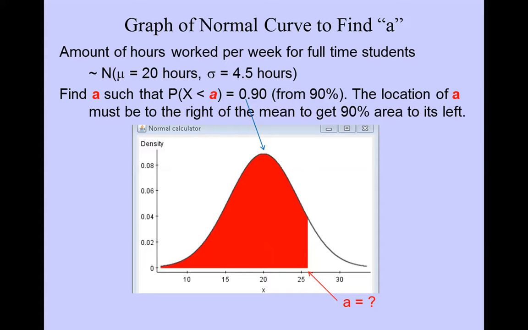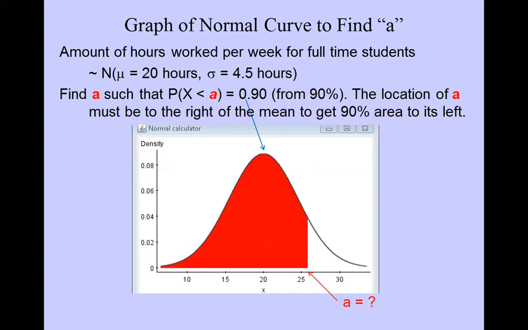So the graph of the normal curve to find our value of A, remember we were told the amount of hours worked per week for full-time students was distributed as a normal random variable with a mean of 20, so we label the center, the peak, at 20 hours and a standard deviation of 4.5. So we could go 3 times 4.5 or 13.5, and if we were sketching by hand, we would add and subtract that 13.5 from 20 and label those edges.